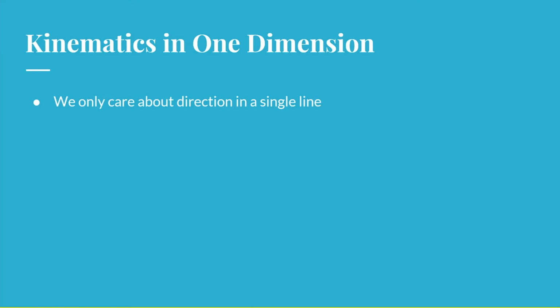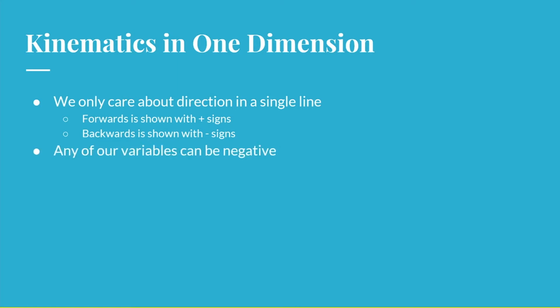So we're only caring about direction in a single line. Forward is shown with a positive sign. Backwards is shown with a negative sign. If something moves negative 10 meters, that means it's moving 10 meters backwards, or to the left or to the right. Any of our variables can be negative. So again, for position, a negative value is just 10 meters behind you. A negative velocity means that you're moving backwards, like you're backing up. Positive means you're going forward. A negative acceleration means that you are accelerating backwards, and a positive acceleration means you're accelerating forward.